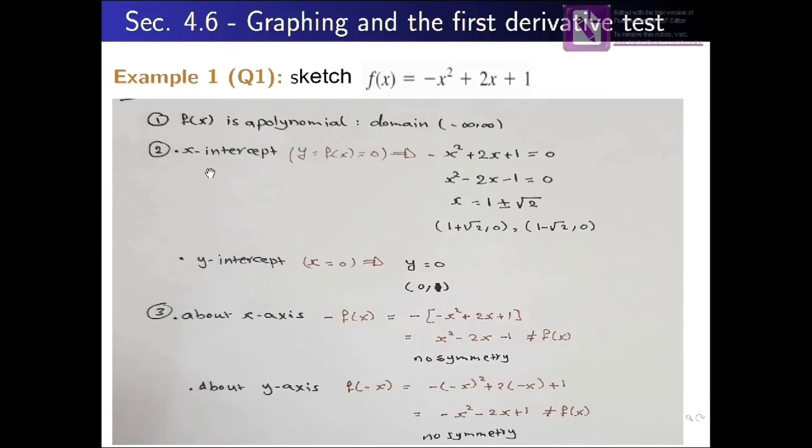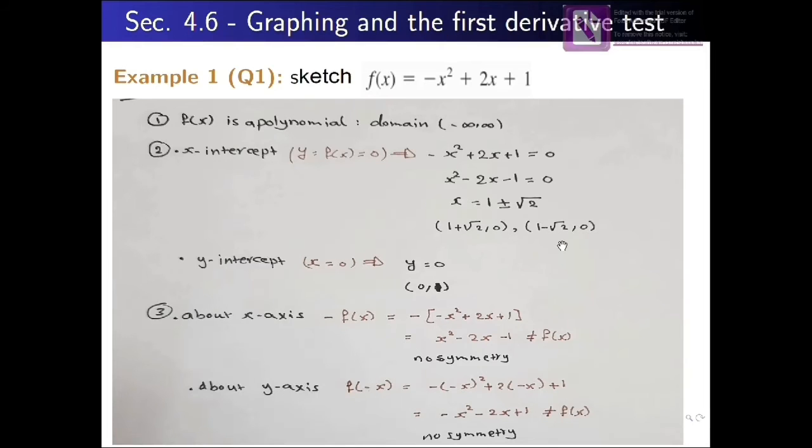Then step 2, we need to find the x and y intercepts. For the x-intercept, put y equal to f(x) equal to 0 and solve this equation for x. If we multiply this by minus 1, this will give us x squared minus 2x minus 1 equal to 0. Now using the general formula to find the x value, it will give us 1 plus or minus root 2. So the x-intercepts will be (1 plus root 2, 0) and (1 minus root 2, 0).